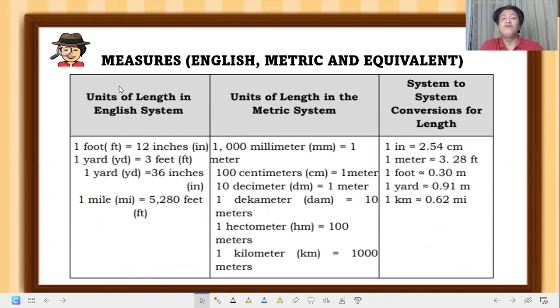Ibig sabihin yan, from English, i-convert natin sa metric, or from metric, i-convert natin sa English. Yan po yung ibig sabihin ng system to system conversion of length. Okay, so ito lang yung titignan natin para makapag-convert tayo.